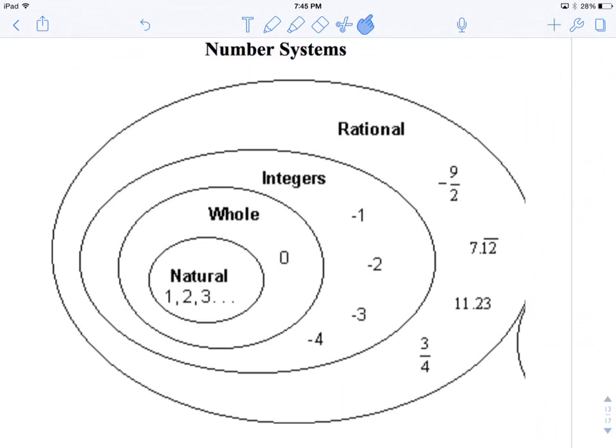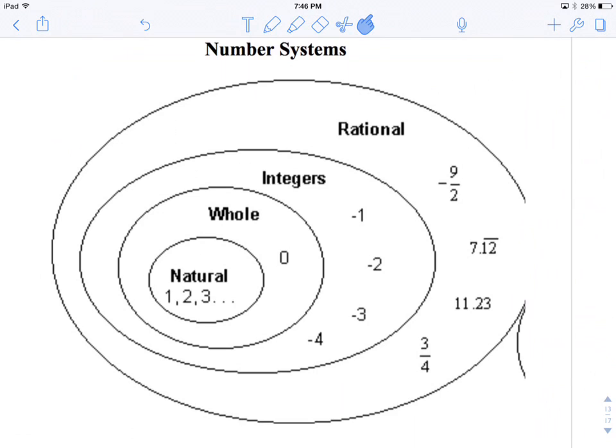The integers have all of the whole numbers, natural numbers, and they also include negative numbers. So the integers have 0, 1, 2, 3, 4, 5, 6, 7, 8, 9, 10, 11, and so on forever. And you have negative 1, negative 2, negative 3, negative 4, negative 5, negative 6, negative 7, and so on forever and ever. But you don't have any fractions and decimals yet.